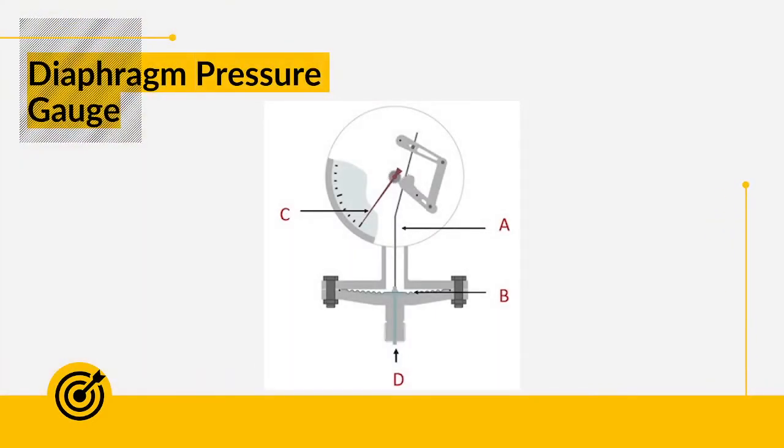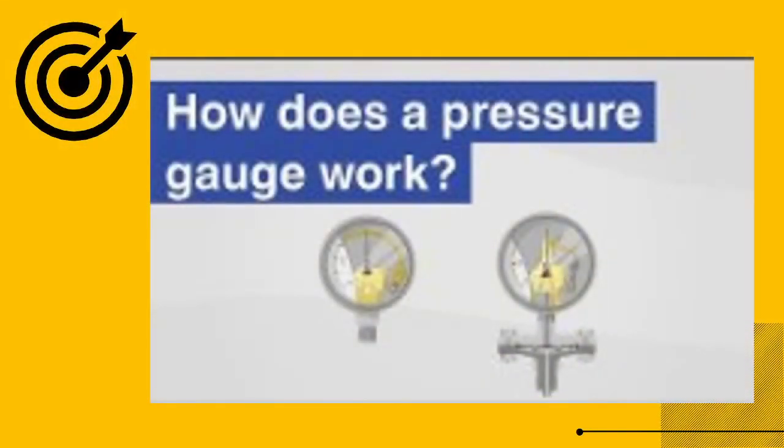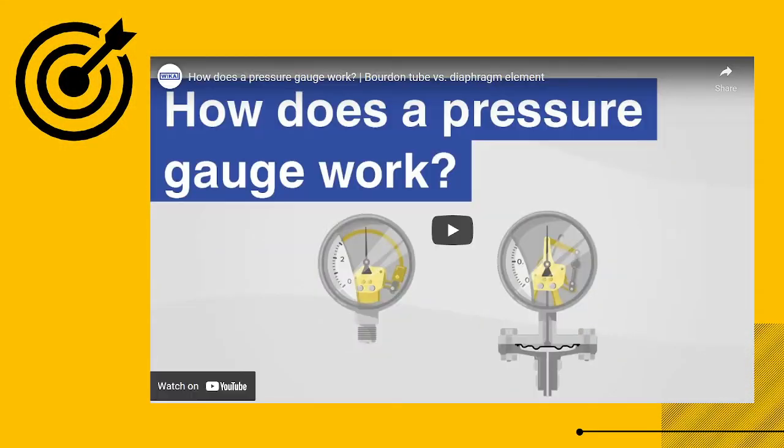So this is an illustration of diaphragm pressure gauge. And to understand its mechanism, let's watch this video. In this video, it compares the Bourdon tube and the diaphragm element.